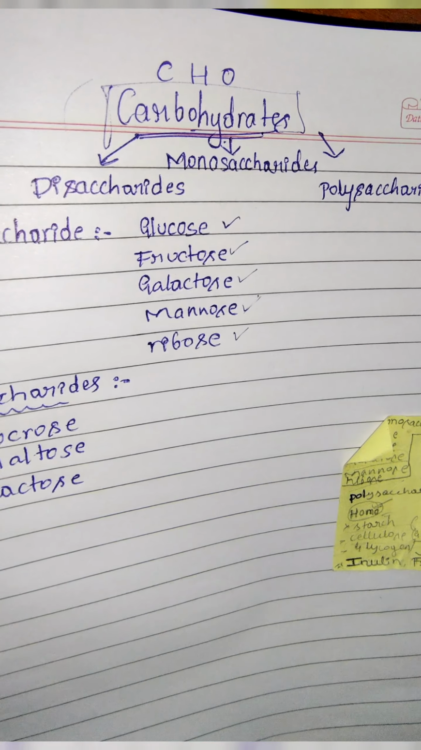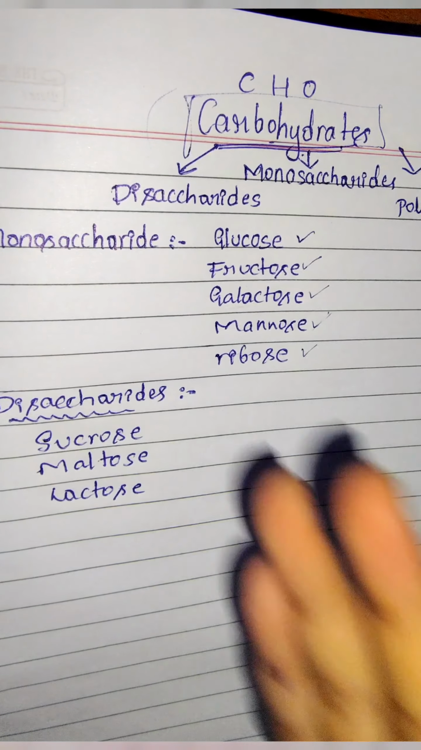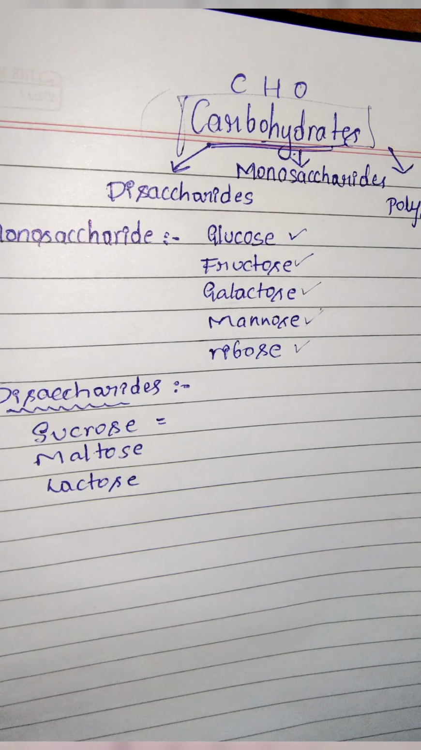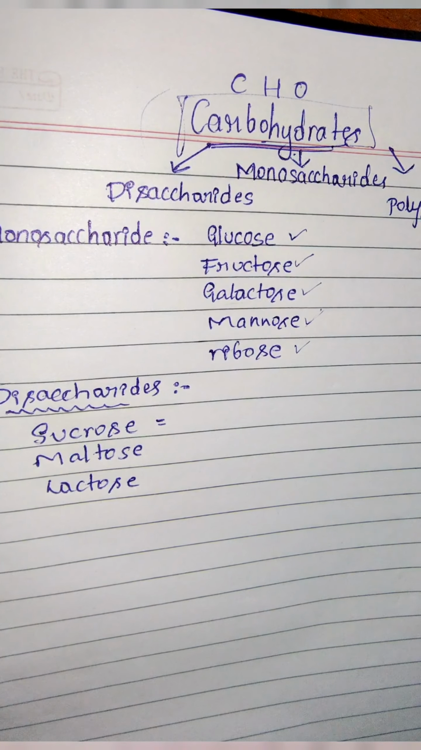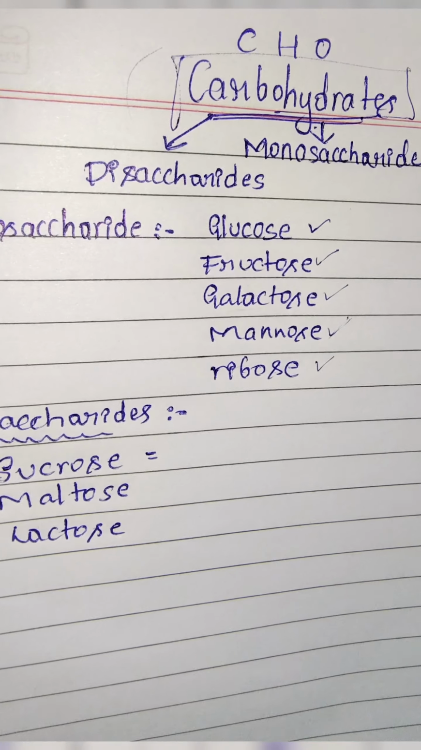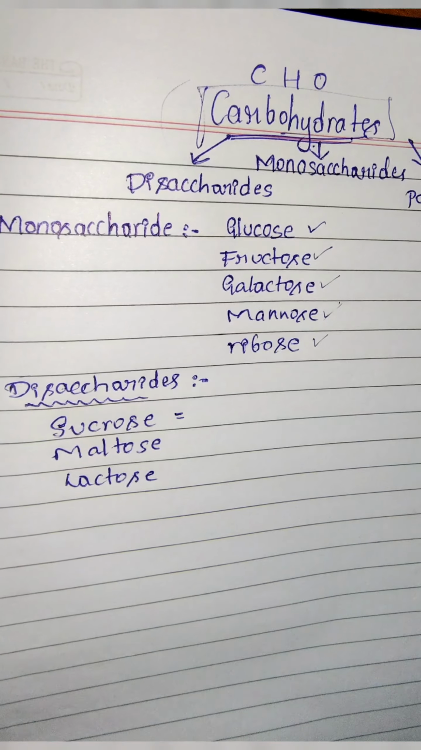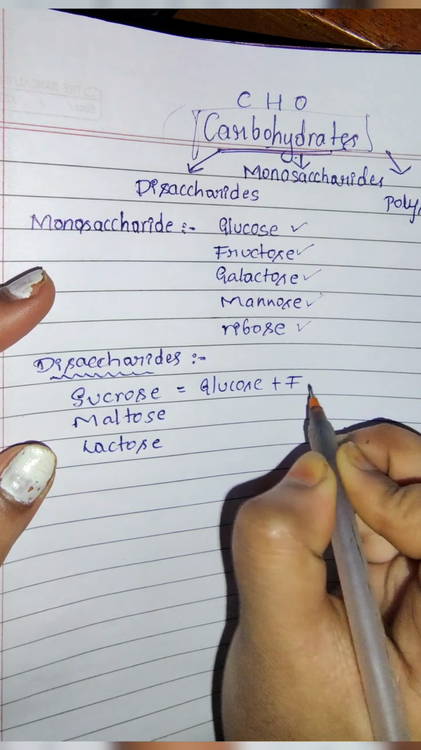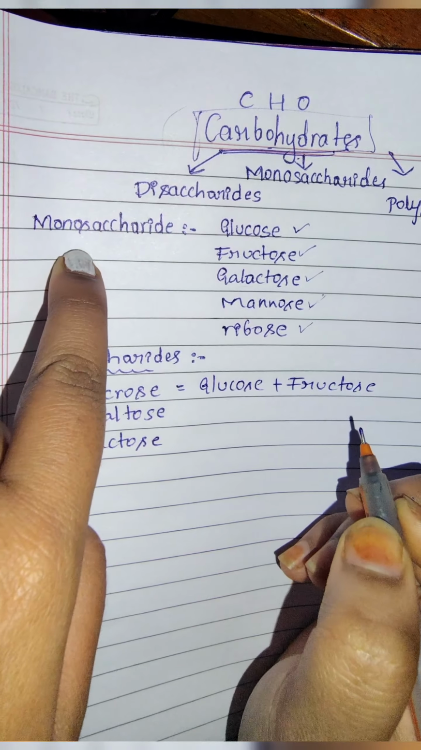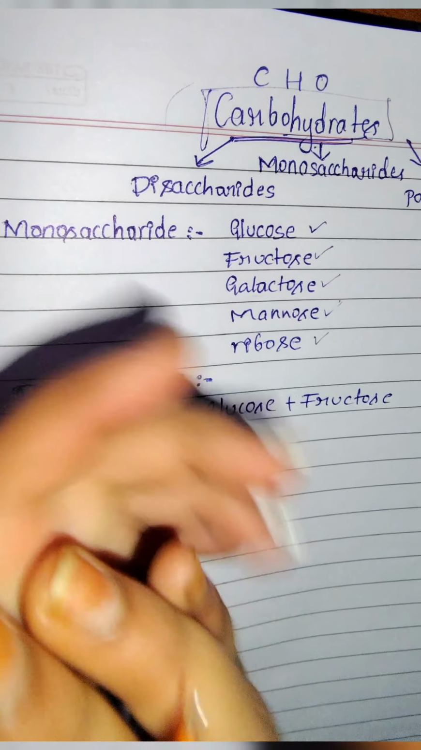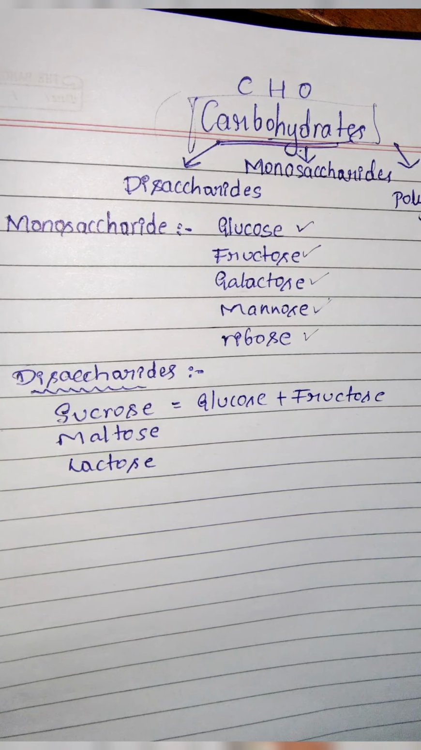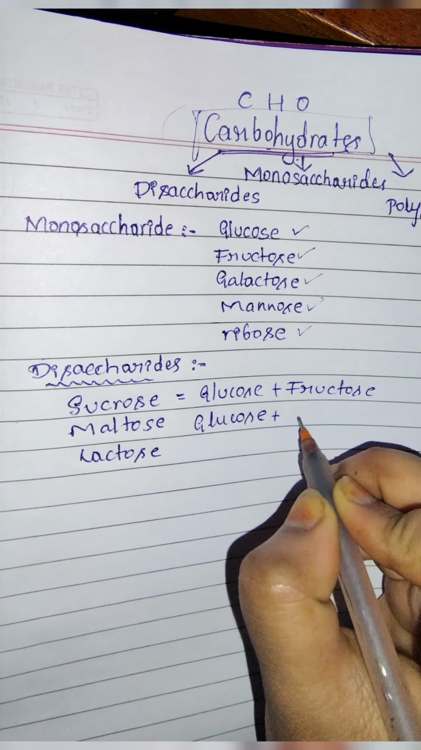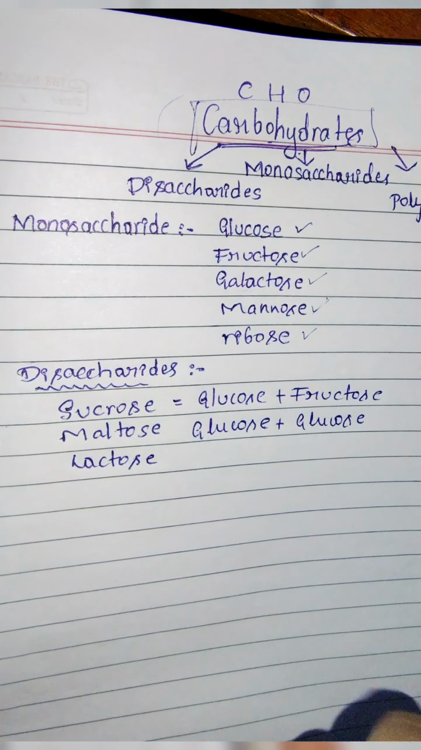Under the disaccharides, the examples that you must know are sucrose, maltose and lactose. Disaccharides, as I already said, have two sugar units, right? So which are those two sugar units? Sucrose is made up of glucose and fructose. These glucose and fructose are monosaccharides, and those two combine to form the disaccharide sucrose. Next is maltose. Maltose is made up of glucose plus glucose only. Two similar units have been combined.